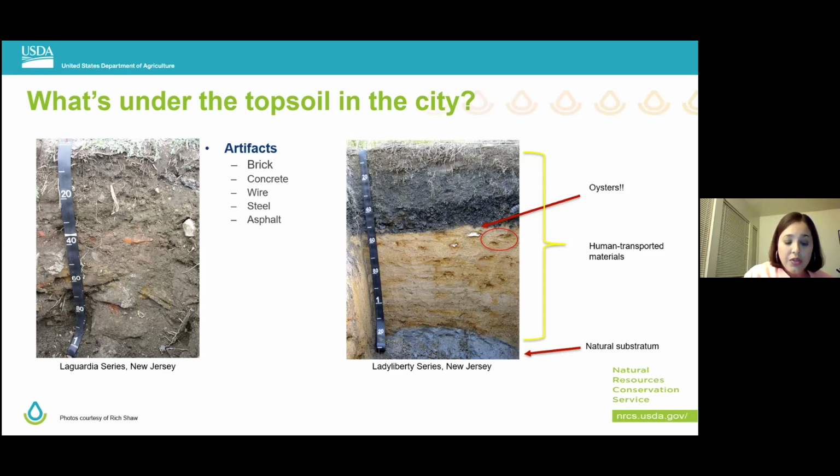So the term spoil refers to the unconsolidated mixed sediments composed of rocks, soil, or shells that are extracted during dredging and dumping activities. When we're working on marshes or coastal zones, those materials being removed from there are going to be deposited somewhere else. Here is a good example. That's why you have oysters in the city.